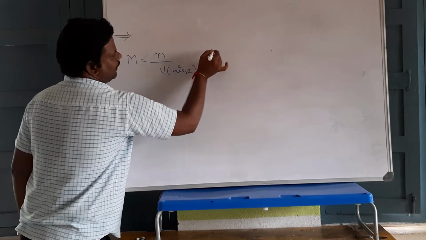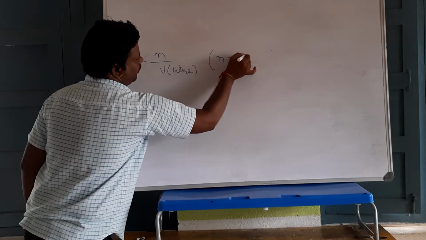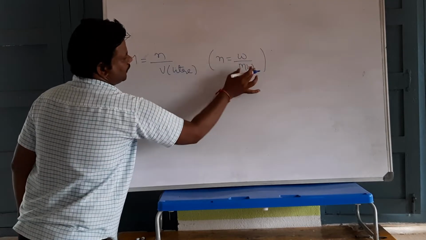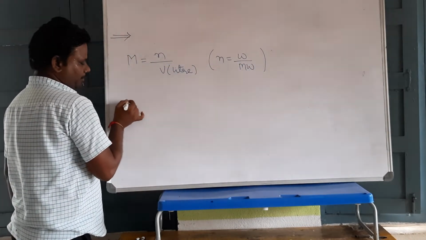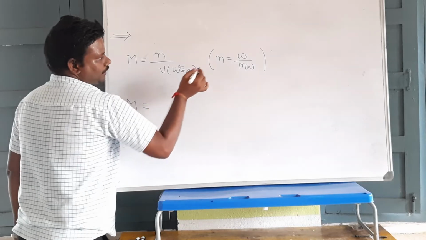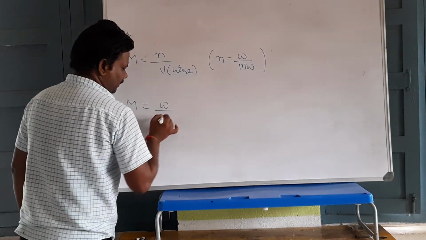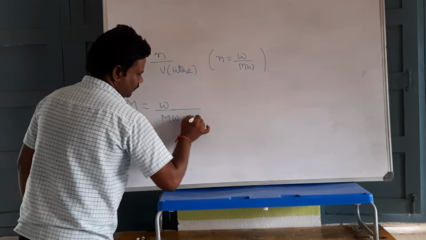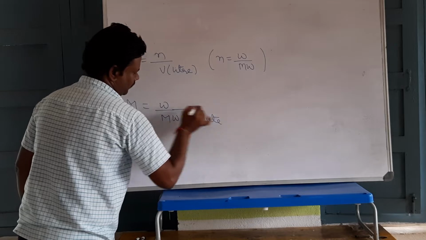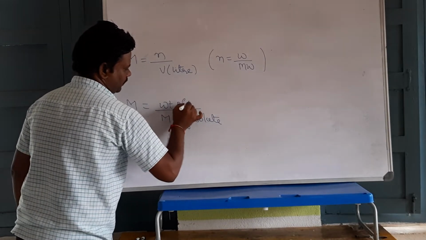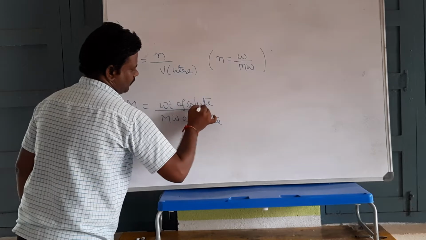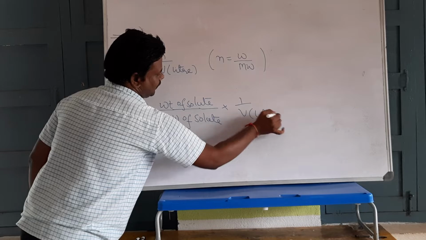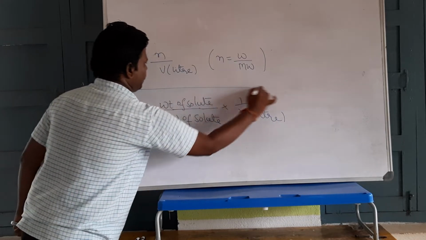Do you know that N is equal to weight of solute by molecular weight of the solute. So this value substituted here, we can get the formula of the molarity. M is equal to weight by molecular weight of solute into 1 by V in liters. This is the formula for molarity.